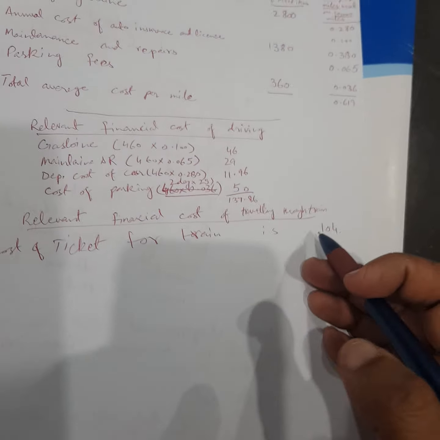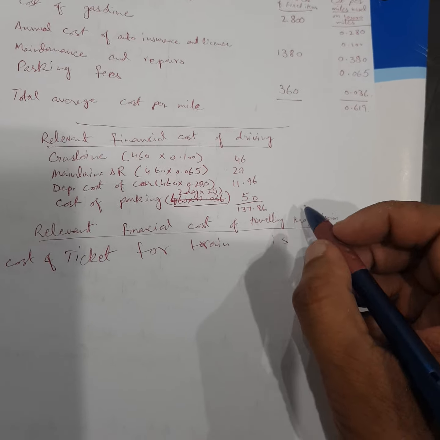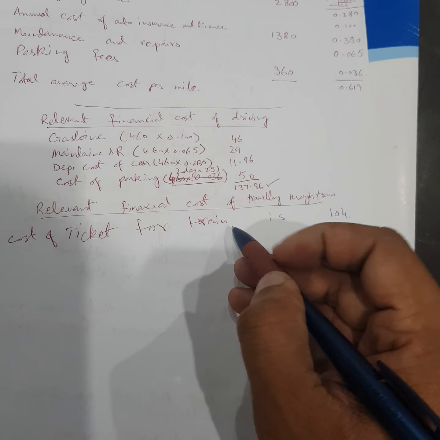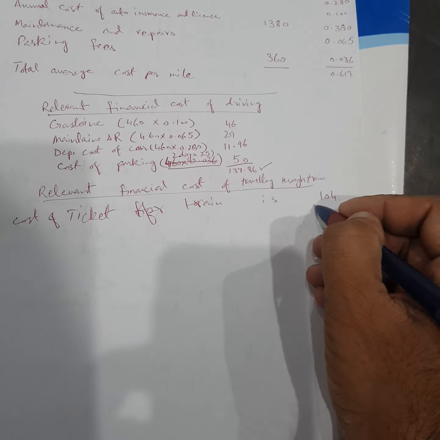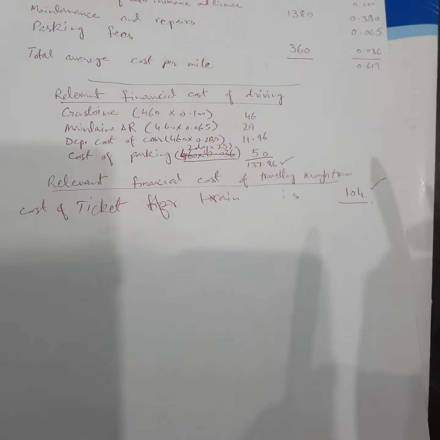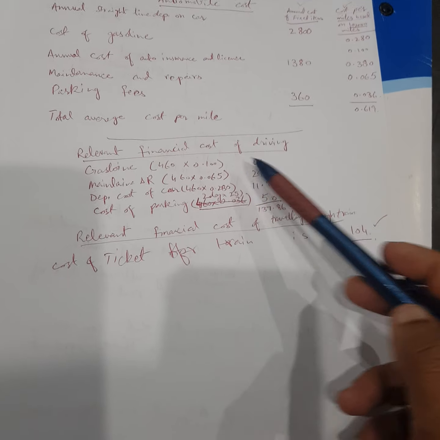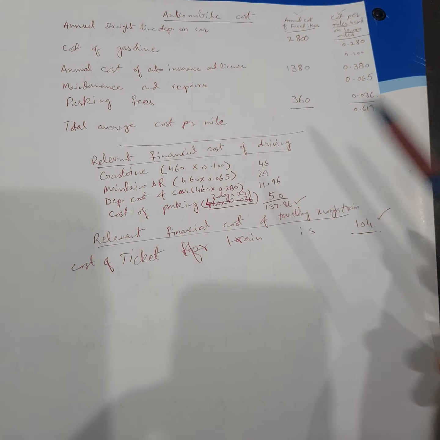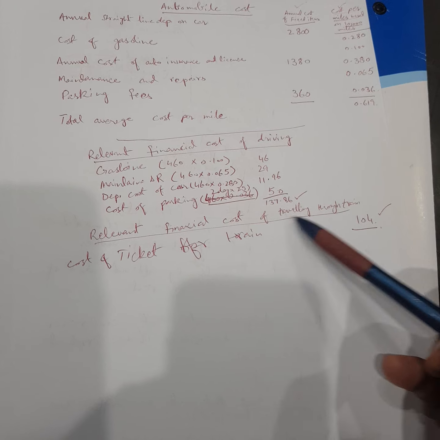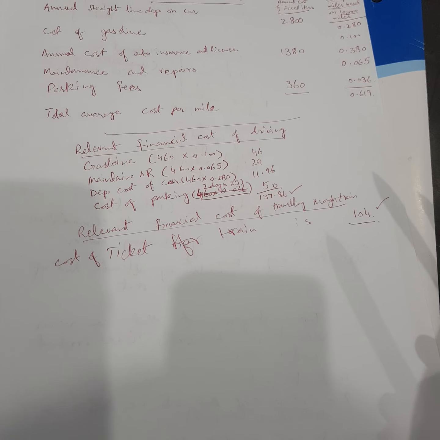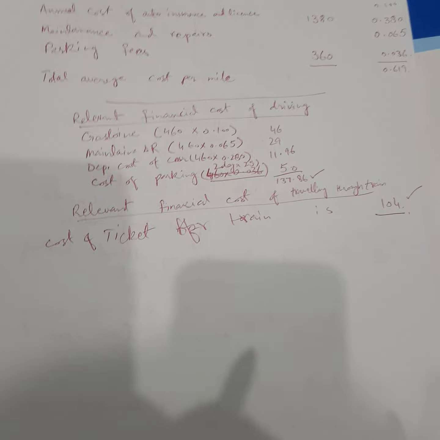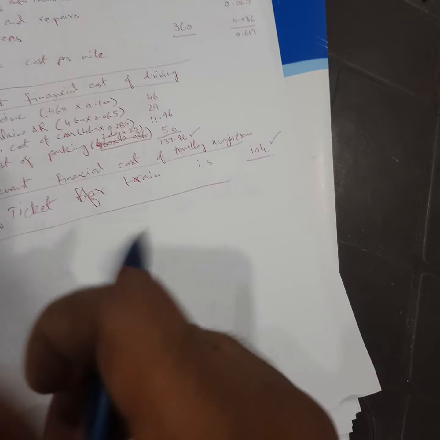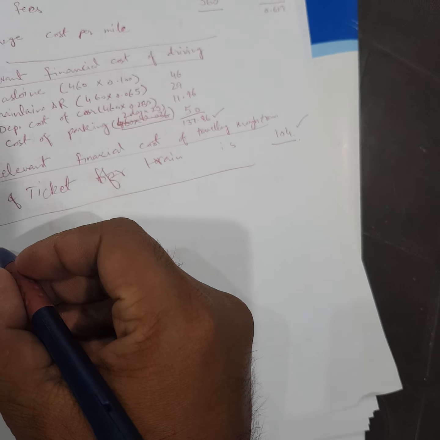Now if we do the comparison, the cost of driving for the aim is 137.86 and the cost of ticket of train for the same aim is 104 rupees. So these are different costs for different purposes. The purpose is driving through car, our cost is 137, but the purpose is traveling and enjoying, the cost is 104. So different cost for different purposes.